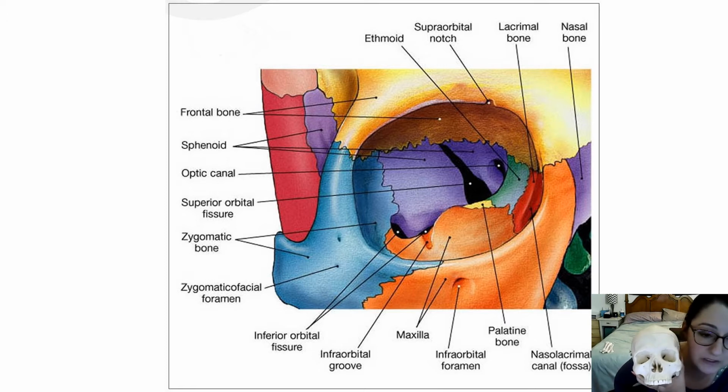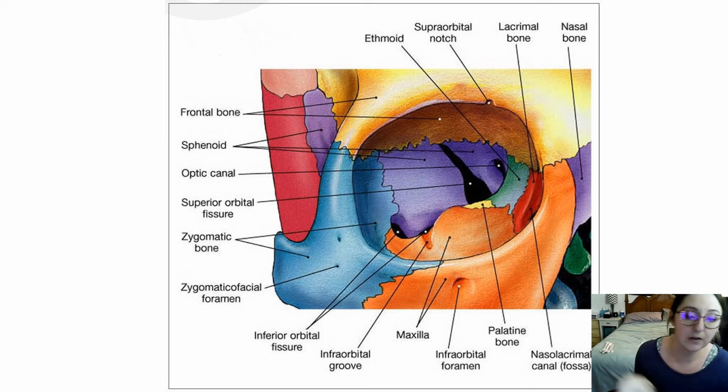The lacrimal bone is going to contain the nasolacrimal canal, also known as the nasolacrimal fossa. It is this little canal that connects your eye to your nose, and that's one of the reasons why your eye drains into your nose, and when you cry, your nose runs. Most things in your face, if it produces some type of fluid, is going to drain into either your nose or your throat. So this includes your eyes, your nose, and your ears.